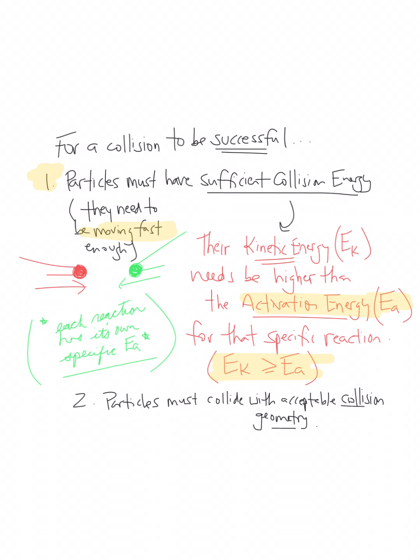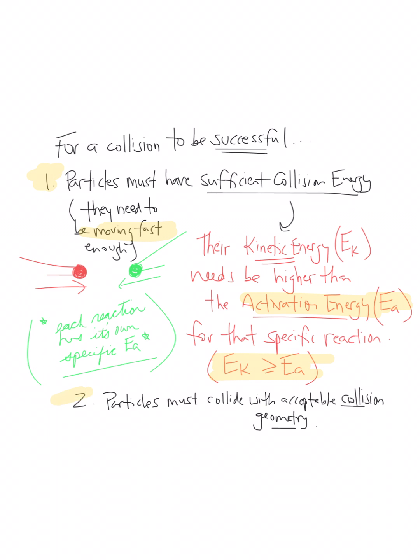So for example, if you look at the green molecule there and the red molecule, when they're flying together and they're going to smash into each other and collide, they have to be moving with enough speed, essentially. And we should appreciate that each reaction has its own specific activation energy based on the nature of the reactants. So it's going to be different for every different reaction.